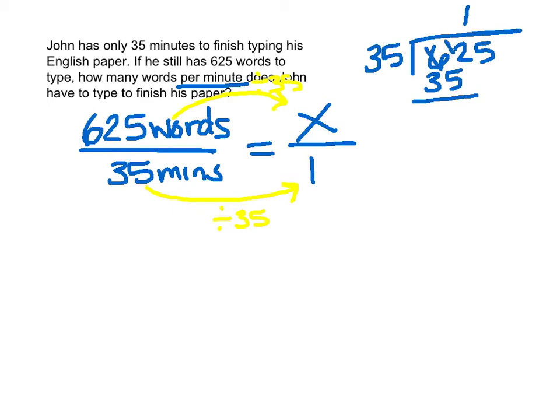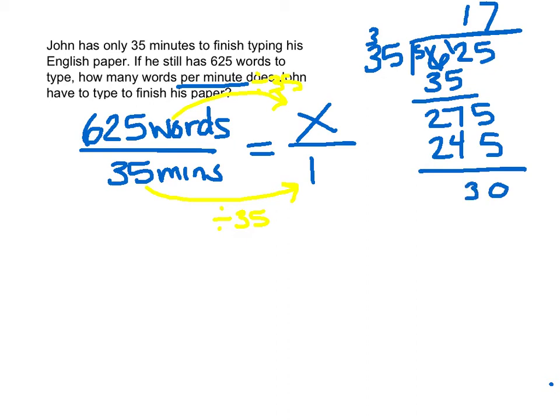35 goes into 62 once. And I'm going to subtract. I have to borrow. So I get 27. 35 doesn't go into 27, so I'm going to bring down my 5. 35 goes into 275. It goes in 7 times. 7 times 5 is 35. Carry my 3. 7 times 3 is 21, plus 3 is 24. I wonder if I did something wrong. Hang on. Checking on my calculator. Okay, nope, we're good.